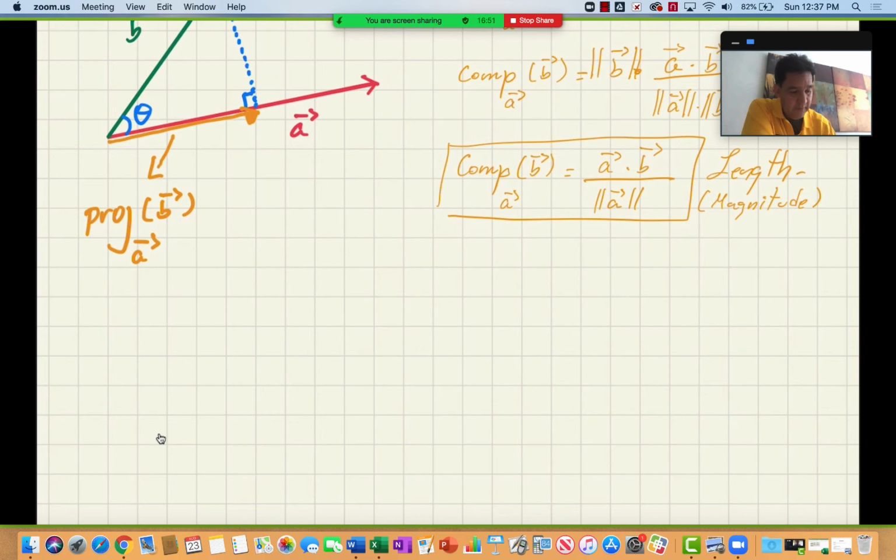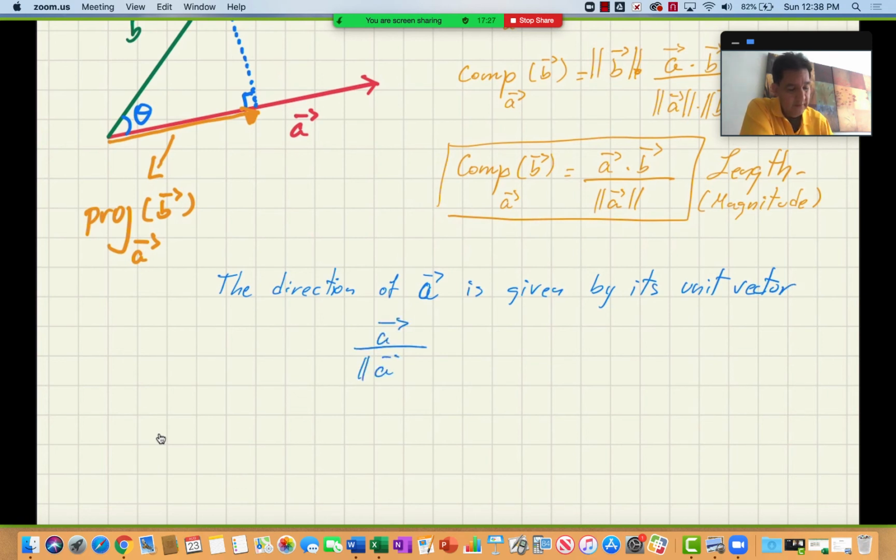Now, to deal with the direction of this vector, we know the direction is the same direction as vector A, and the direction of vector A is given by its unit vector. Let me write that down. The direction of A is given by its unit vector, and the unit vector is given by, as you know, A over the length of A.